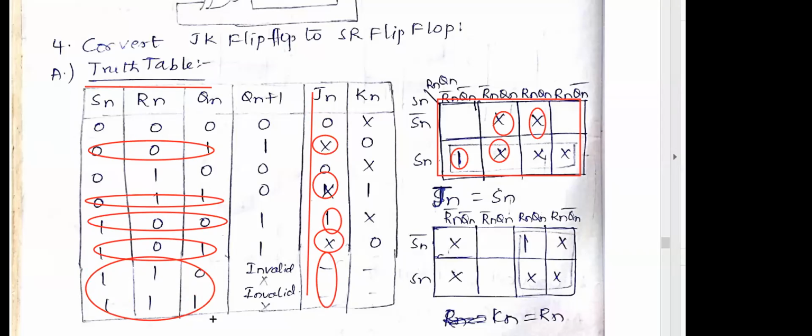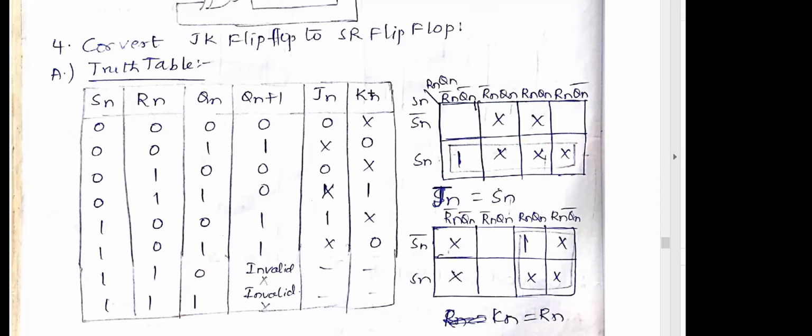For 110 and 111, these two conditions, we don't know the output, so we are taking these also as don't care. We have to consider these two as don't care. This is x and x. Therefore, by taking this, we got a quad. Since a quad is formed, simply we can write J equals S. This is the first condition.